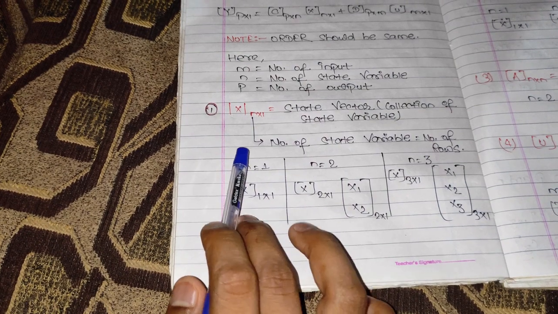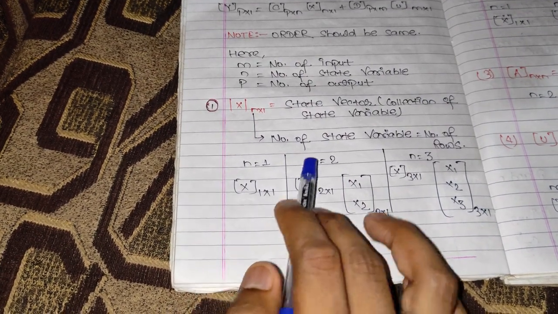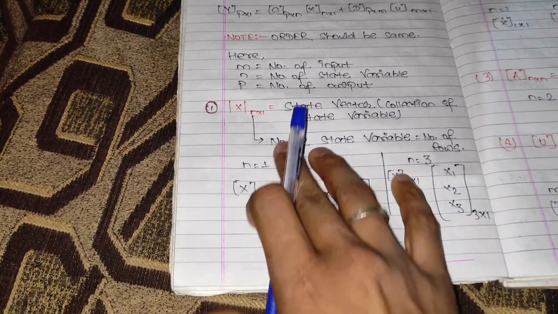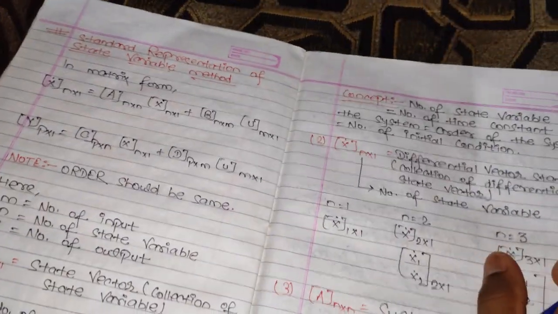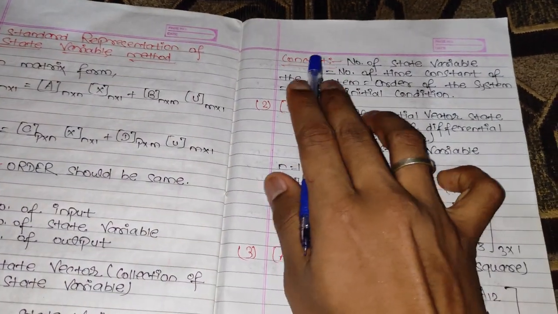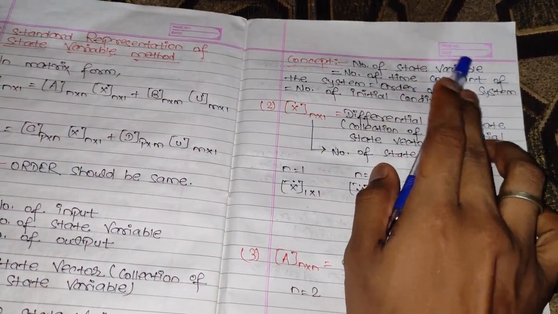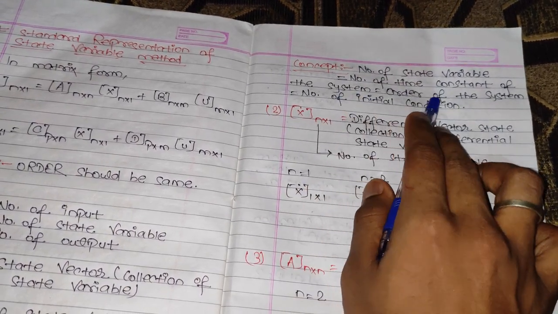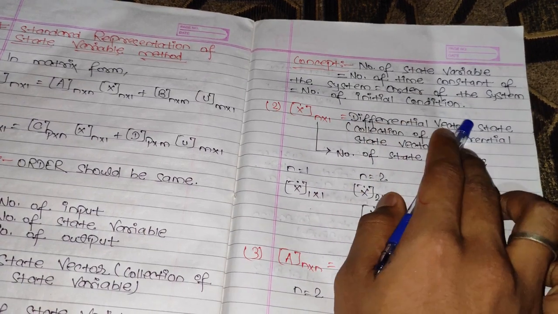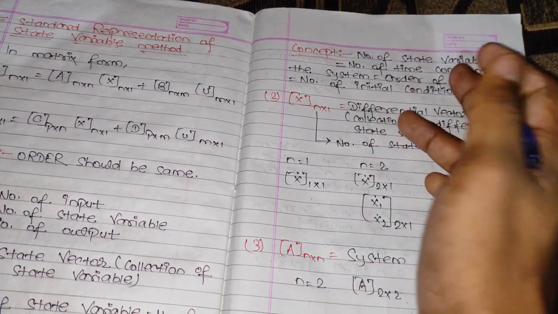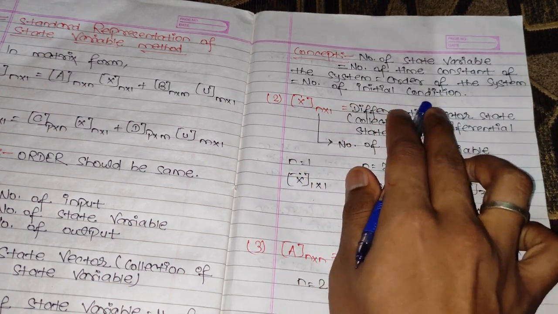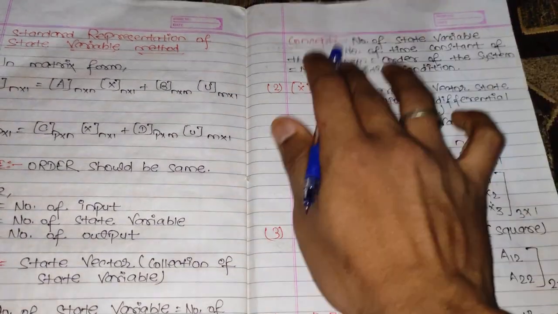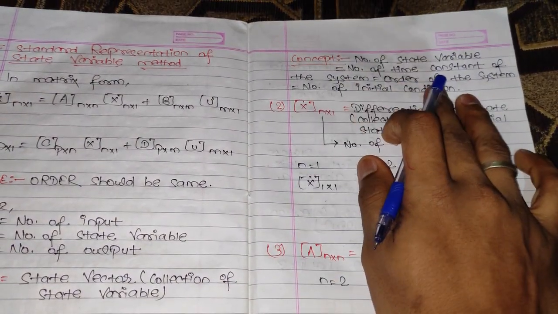So let's have an example. N equal to 1, then x is 1 cross 1. If n equal to 2, it is 2 cross 1, x1, x2. Similarly x1, x2, x3. After that, here is a concept. Number of state variables means n. Whatever value of n you have will be similar to the number of time constants of the system, or the order of the system. N, the number of state variables, is also known as the number of initial conditions. So whatever is asked to find out, you should always remember these terms.